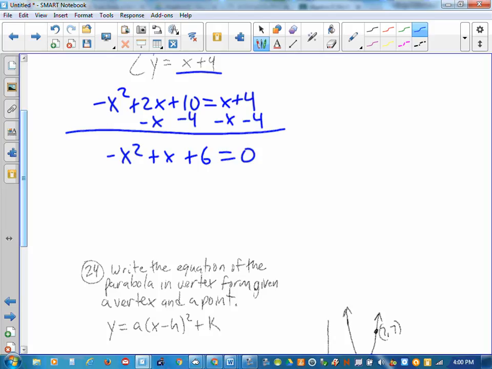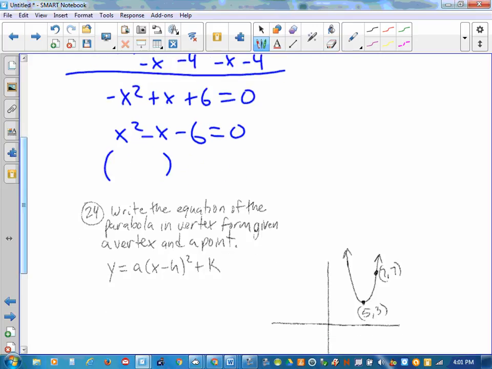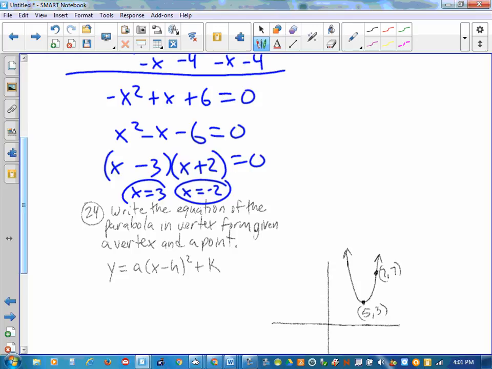I don't like the negative in the front, so I flip-flop the signs by multiplying everything by negative 1. So I get x squared minus x, whoops, not plus, minus 6 equals 0. This is now set up for factoring. You could do the quadratic formula on it, but factoring is way easier. And by zero product property, you set each one of those equal to 0, and you get x equals 3 and x equals negative 2. So those are my two solutions.